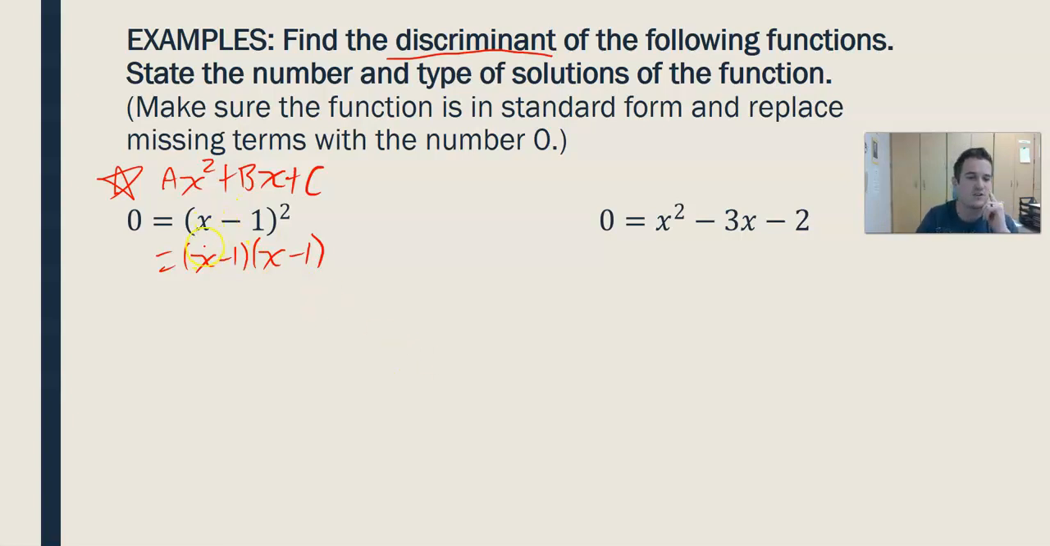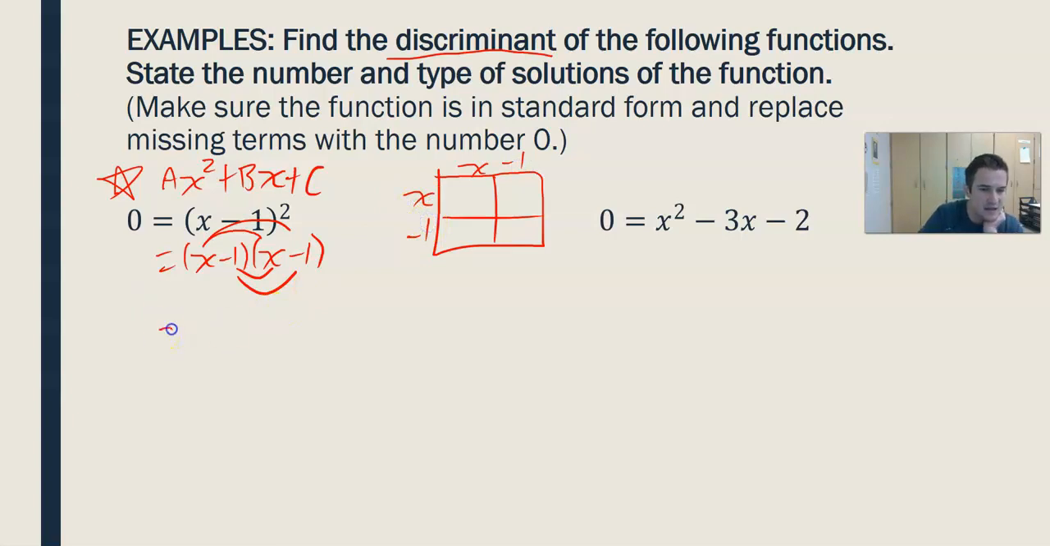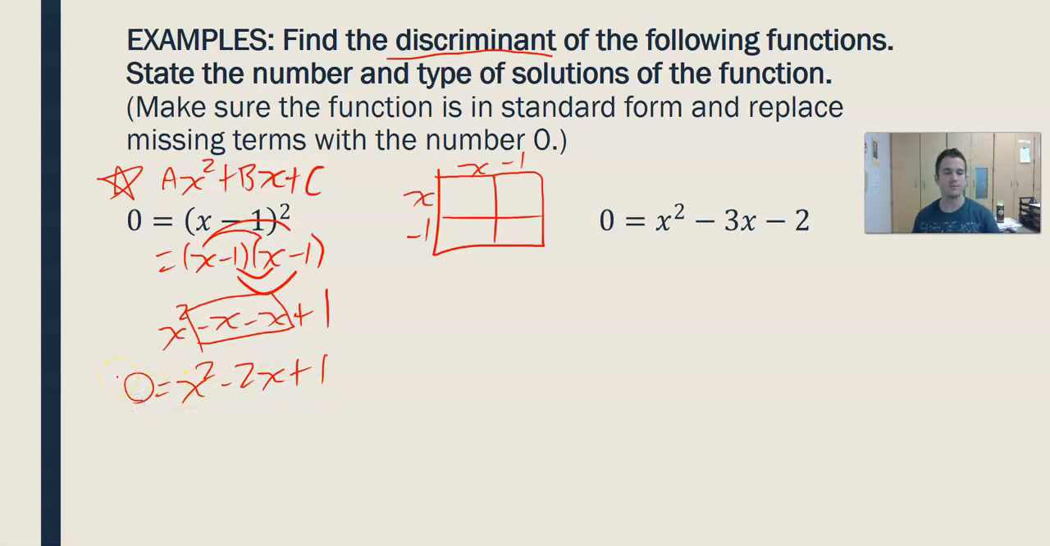So since it's factored here, I'm going to go ahead and multiply these back together, either using my rainbow method or my box method here. I'm going to multiply those together, and I'm going to get x squared minus 1x minus 1x. Negative 1 times negative 1 is plus 1. When I combine these together, I get x squared minus 2x plus 1 equals 0. So now it's in standard form, a, b, c.